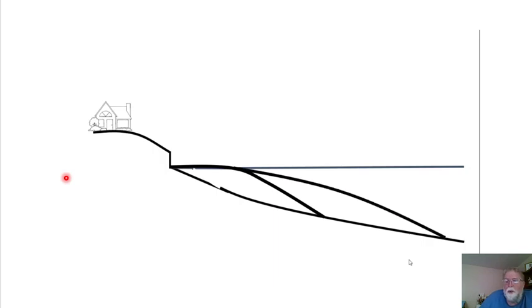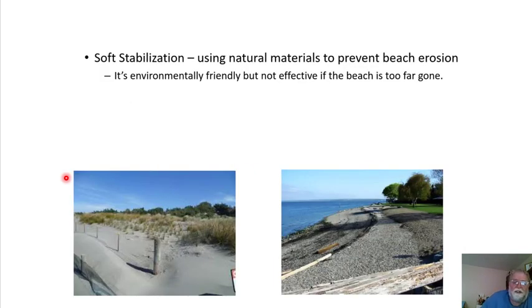So anyway, there's one other thing I just want to mention, and that is soft stabilization. Now, this will not help if your beach is too far gone, but on the order of maintaining a beach, if your beach is doing okay, one way to keep it doing okay is to plant environmentally friendly, natural, native plants like seagrass and sea grape. Use shells and driftwood to armor the beach and prevent erosion. It makes these really pretty, very natural looking beaches that are resistant to erosion. Now, it's not going to help if you've got a huge jetty upstream starving your beach of sediment, but it will help to maintain your beach. So soft stabilization is kind of the opposite of hard stabilization.